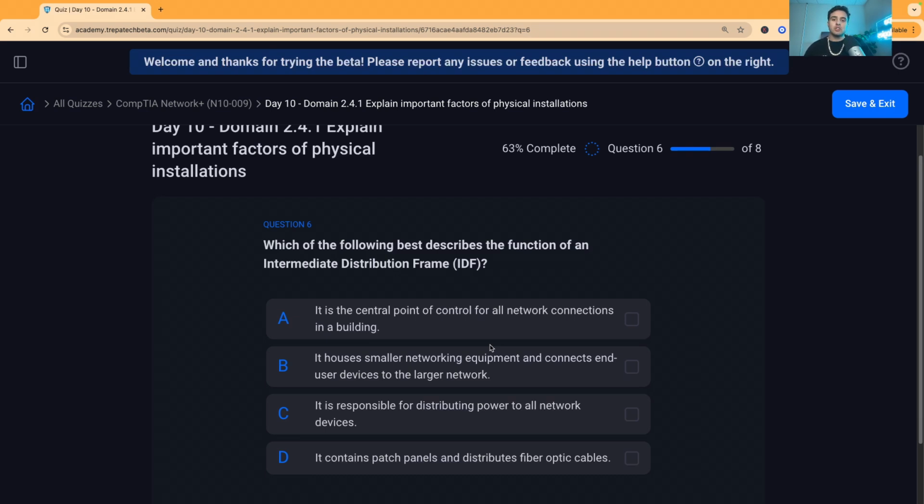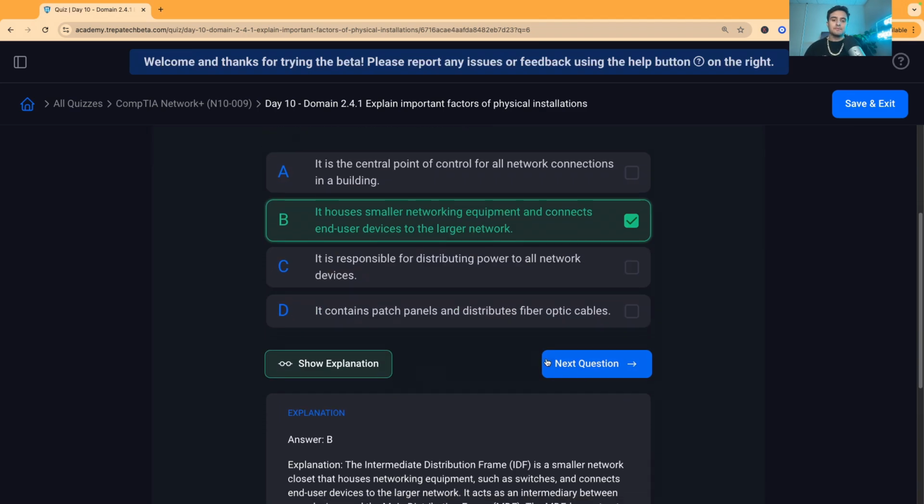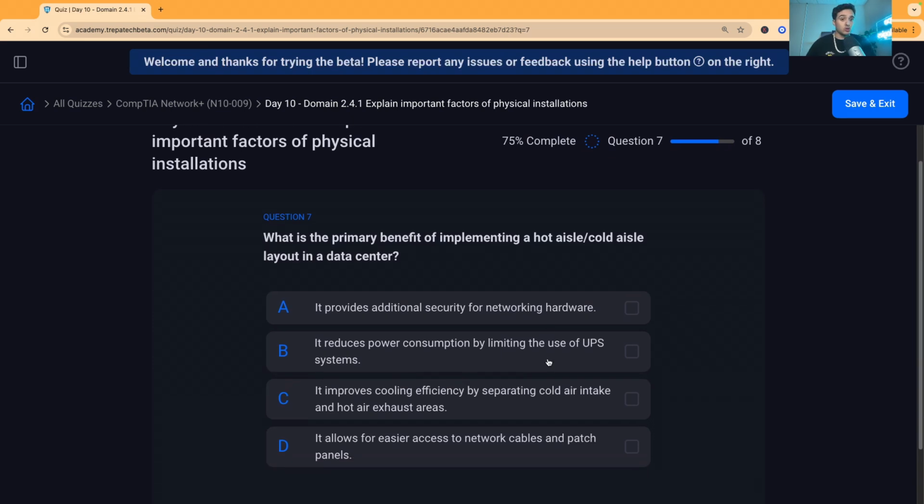Question 6. Which of the following best describes the function of an IDF, intermediate distribution frame? So we're going to go with B here. It houses smaller networking equipment and connects end user devices to the larger network. Connects them to the MDF, right, which could be our distro core switch, where our server farm could be.